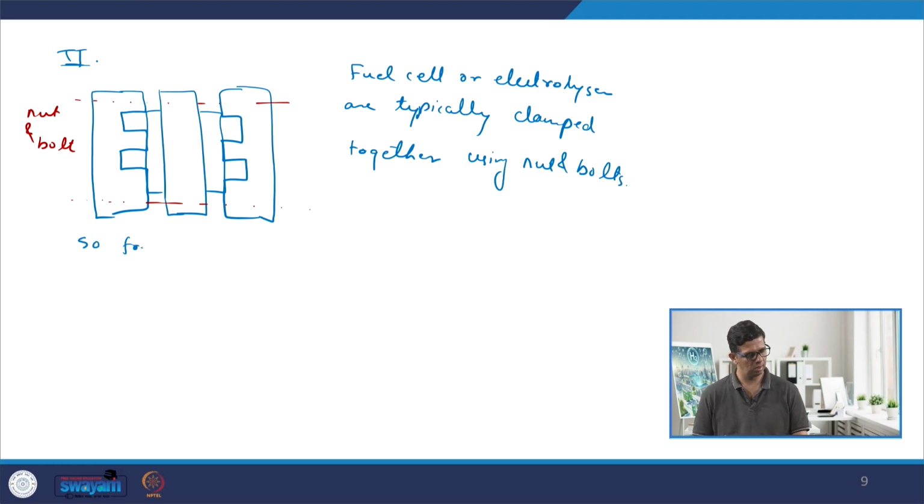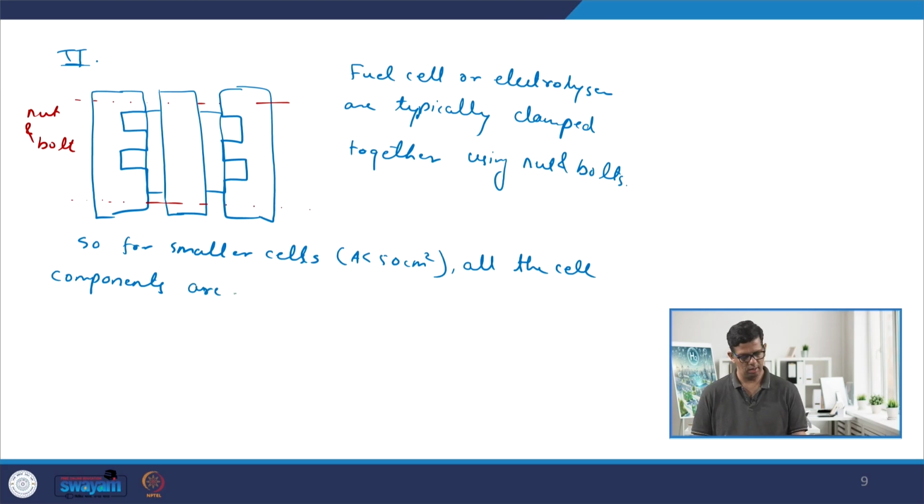So, for smaller cells, which typically means an area of less than 50 centimeter square or so, this is a very approximate number, all the cell components are in good contact with each other. So, what does this mean? This implies the contact resistance for such a cell is minimum.